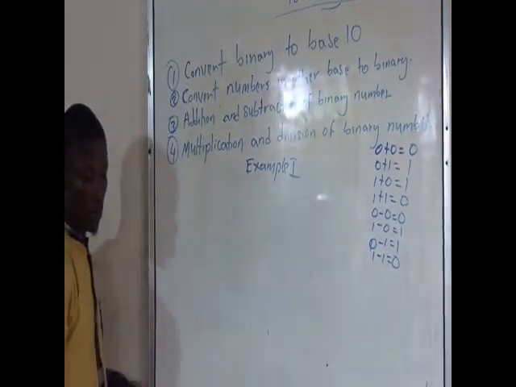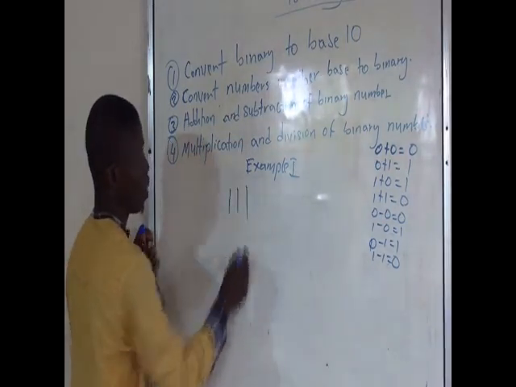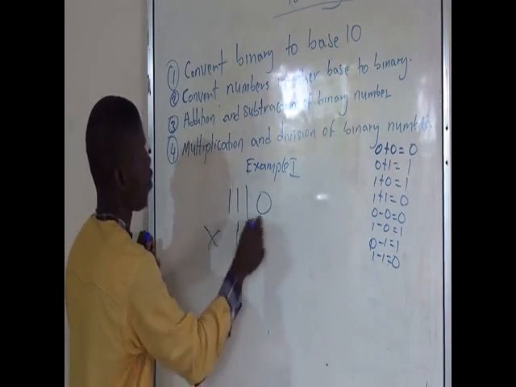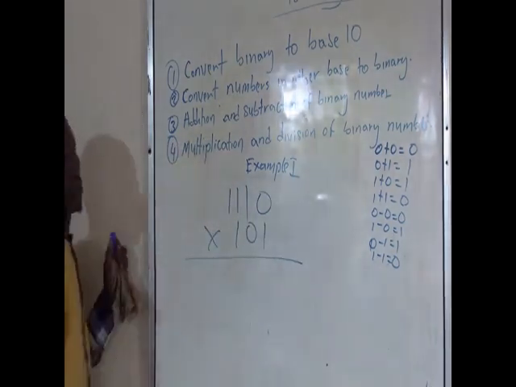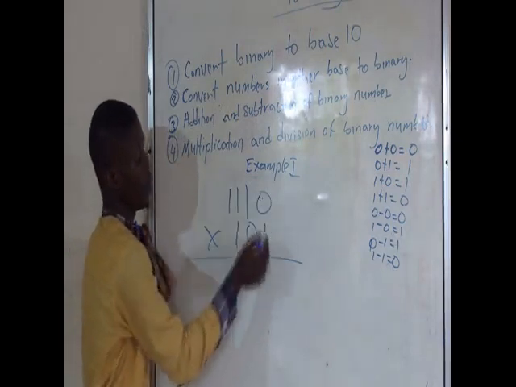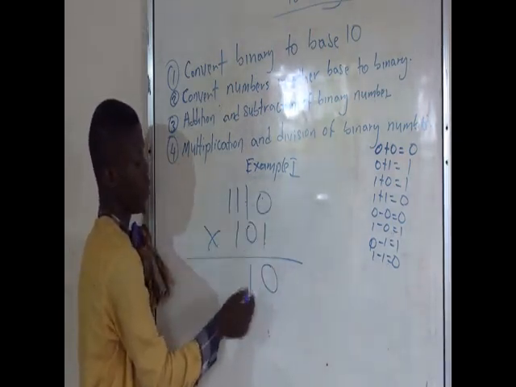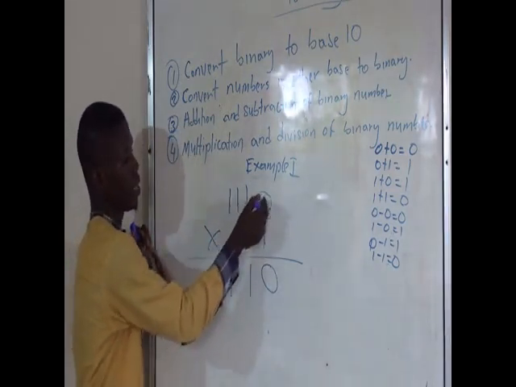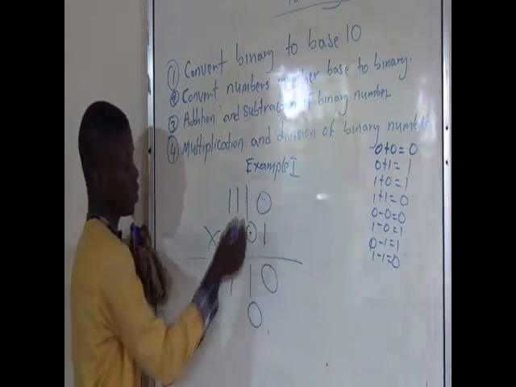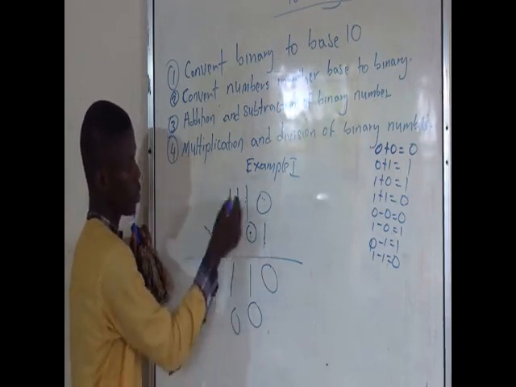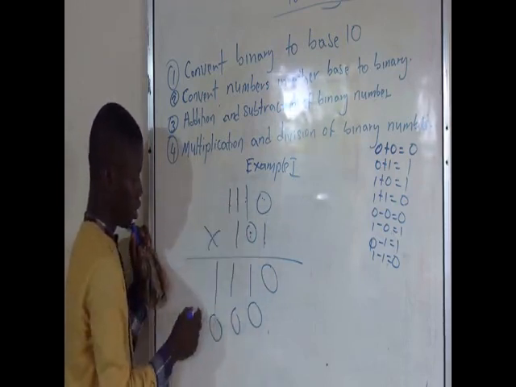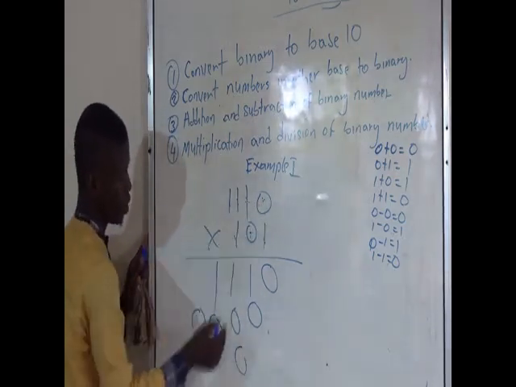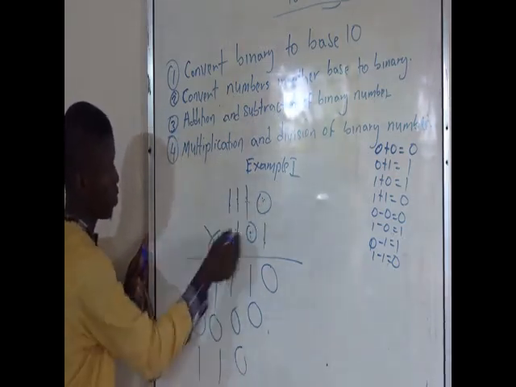Example 2. 1, 1, 1, 0 times 1, 0, 1. Let's solve. 1 times 0 is 0, 1 times 1 is 1, 1 times 1 is 1, 1 times 1 is 1. 0 times 0 is 0, 0 times 1 is 0, 0 times 1 is 0, 0 times 1 is 0. 1 times 0 is 0, 1 times 1 is 1, 1 times 1 is 1, 1 times 1 is 1.